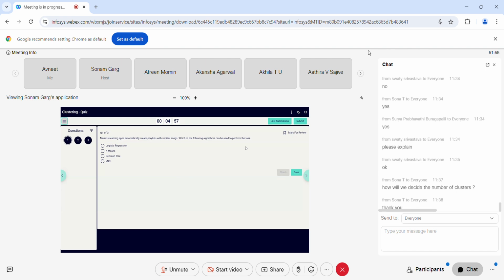Okay, let's see. There are three questions for us. Music streaming applications automatically create playlists with similar songs. See, this is what we were talking about. Your OTT platforms group the data with similar content, like these are Punjabi songs, these are Marathi movies, this is the furniture section when you go to Amazon. So what type of algorithm can be used to do this?